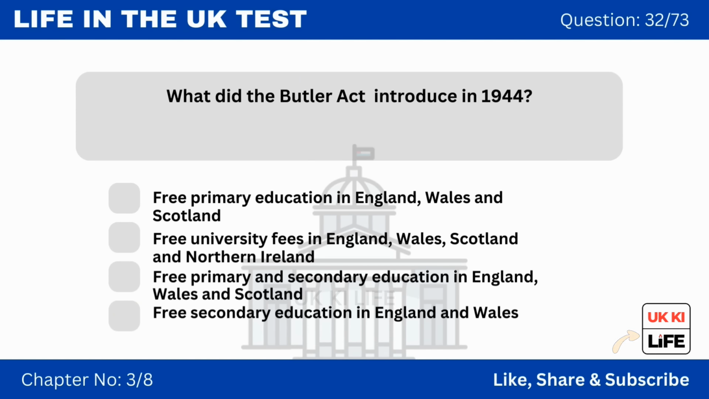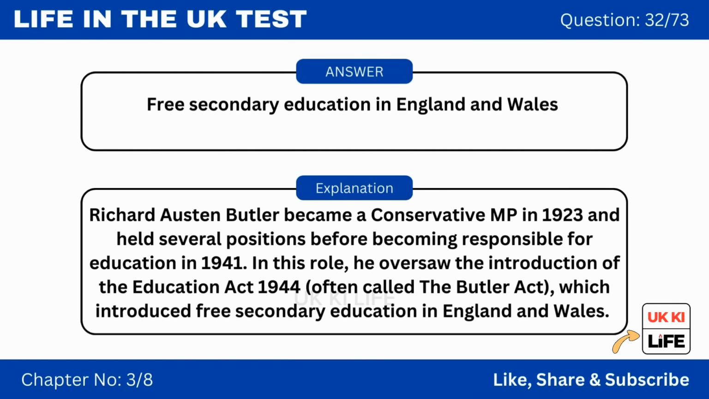The correct option is D. Explanation. Richard Austin Butler became a Conservative MP in 1923 and held several positions before becoming responsible for education in 1941. In this role, he oversaw the introduction of the Education Act 1944, often called the Butler Act, which introduced free secondary education in England and Wales.